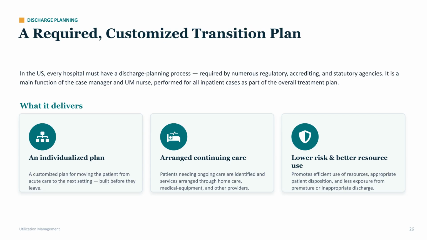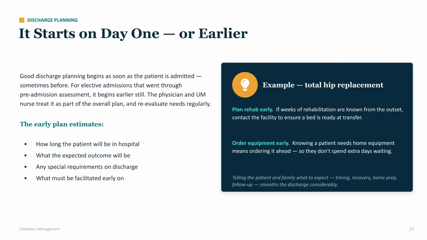It ensures each patient receives a customized transition plan, coordinates follow-up care like home health or equipment, and prevents unnecessary, costly readmissions. Effective planning starts at admission, or even earlier during pre-assessment. By estimating the expected outcome and booking necessary resources like rehab beds or home equipment early, we prevent avoidable delays.